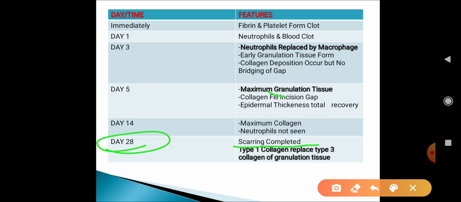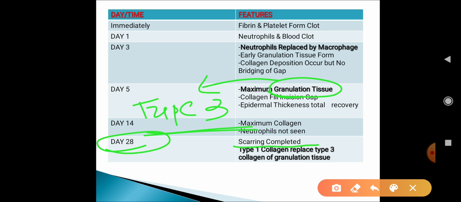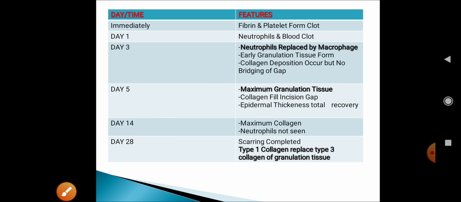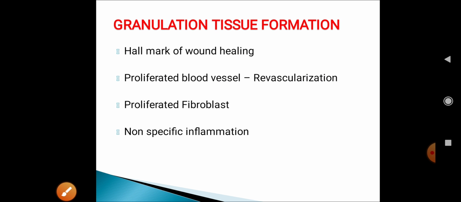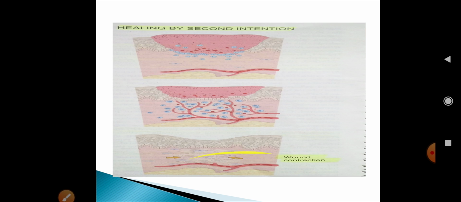Usually what happens in this granulation tissue, the fibrosis, meaning collagen tissue, is mainly type 3. Type 3 collagen will be the predominant component, but after 1 month the predominant component will be type 1 collagen. It will replace the type 3 collagen. That is a most important MCQ. Clear? So that is the day wise event that is happening in wound healing.